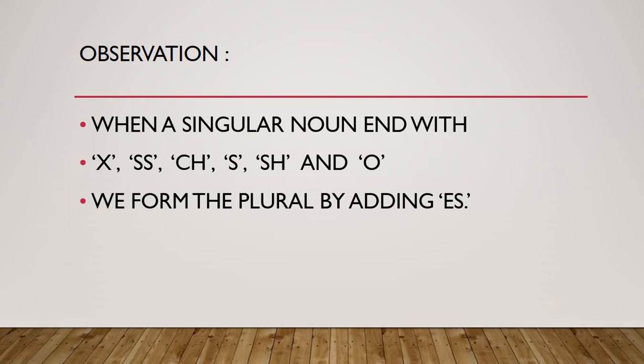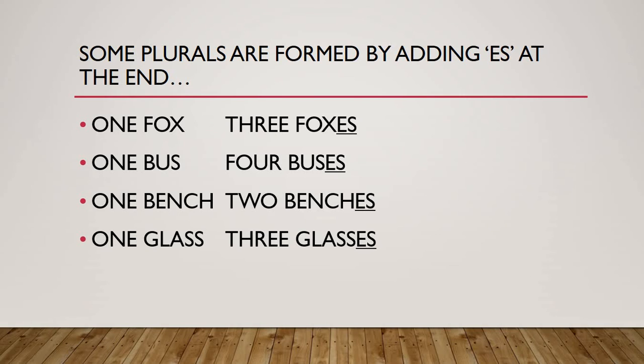So students, I want you to write down all these 3 points of observation in your notebook. Before that, please write down one example. One fox, three foxes, one bus, four buses, any one example. Don't write all four. Please write any one example of singular and plural each. You can write one fox, three foxes. This is called one example. Similarly, you can write any one out of these 4 examples.